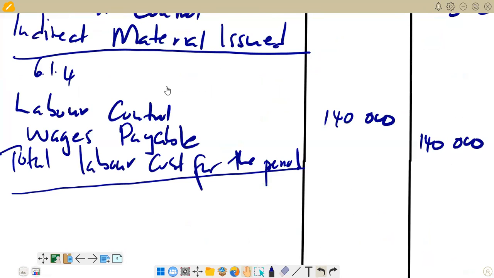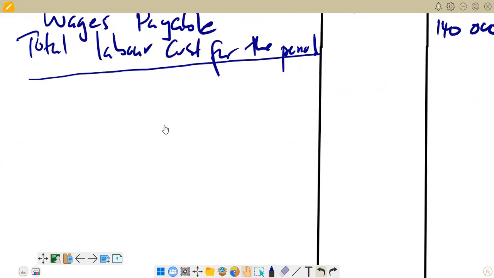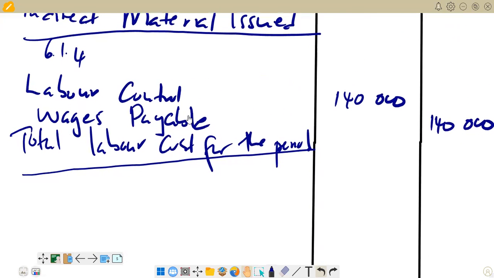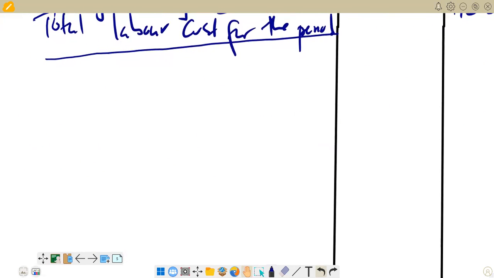And remember, we emphasized that when it's direct, we have to transfer it to the production control. But when it's indirect, it goes to manufacturing overheads. It's very important to take note of that one. Remember, here we debited, this 105,000 is inside the labor control 140,000. So we are going to the credit now to transfer it to the production control. So this is what we have.